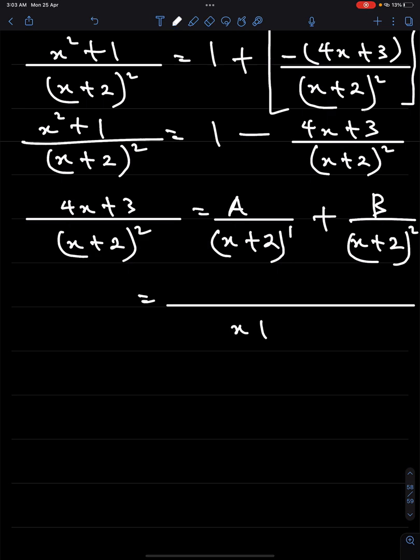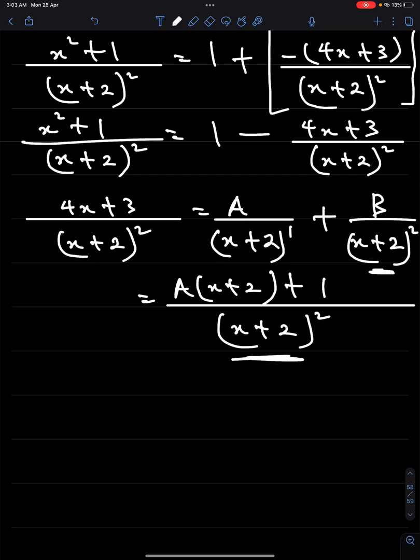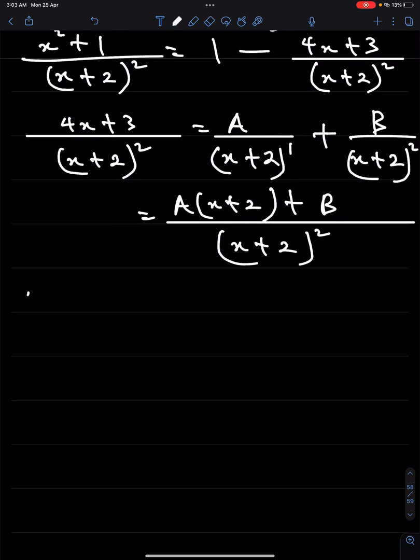LCM is still the square of x plus 2. Now x plus 2 divided by x plus 2 is x plus 2, so that's a into bracket x plus 2, plus the square of x plus 2 divided by the square of x plus 2 is 1 times b, that's b. So that means 4x plus 3 equals a into bracket x plus 2 plus b.